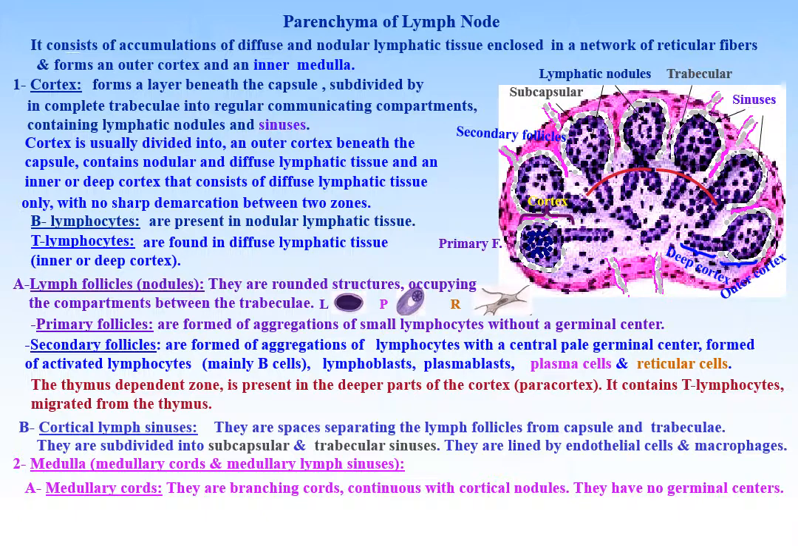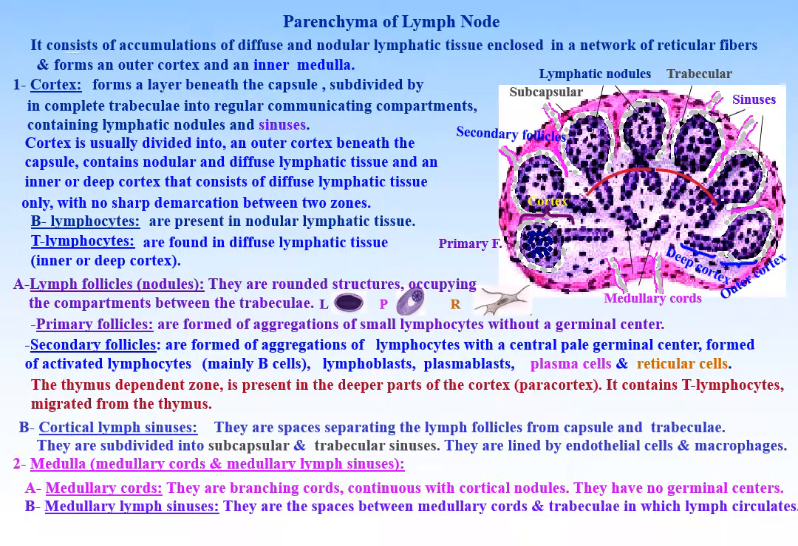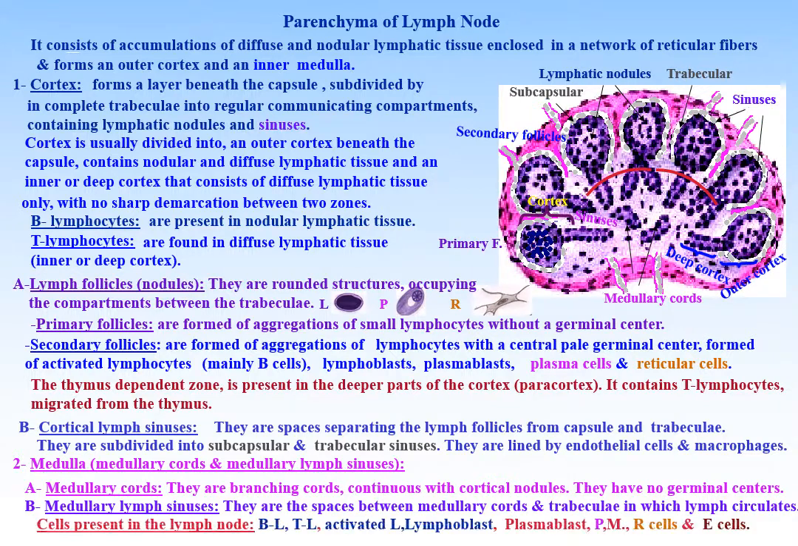Medulla consists of medullary cores and medullary lymph sinuses. Medullary cores are branching lymphatic cores continuous with the cortical nodules. They have no germinal centers, and they are formed of small lymphocytes, plasmablasts, plasma cells, and macrophages. Medullary lymph sinuses. They are the spaces between the medullary cores and the trabeculae in which lymph circulates. Plasma cells are mainly concentrated in the medullary lymph sinuses.